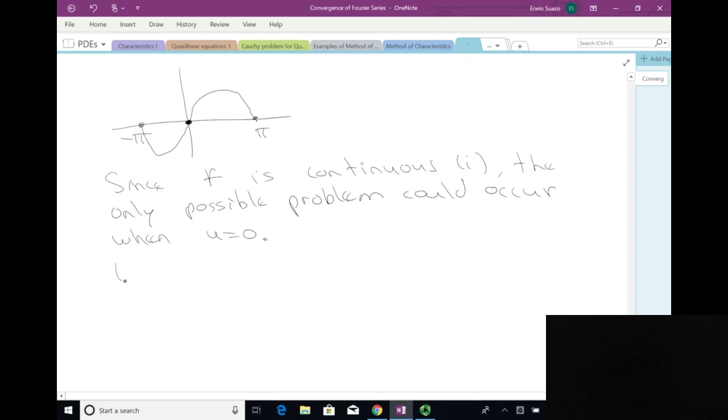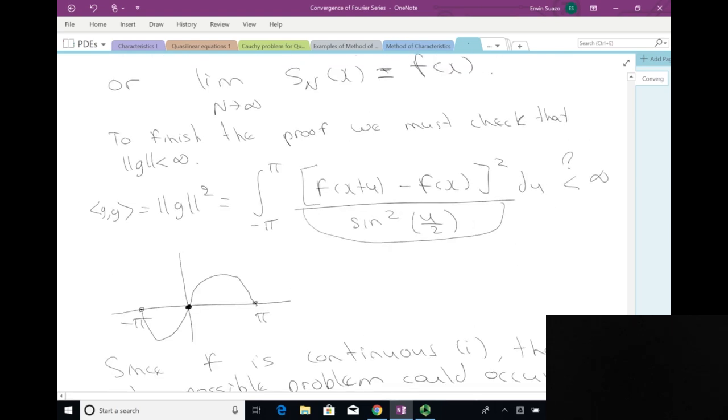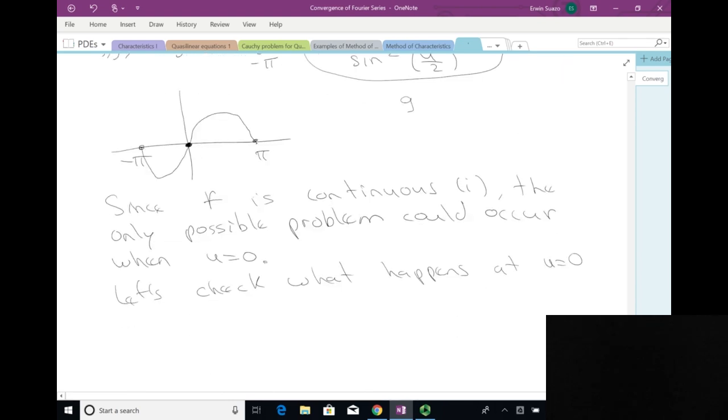So let's check what happens at 0, or at u equals 0. All I need to do is find the limit. So I need to find, this is g, right? This is g. So I need to make sure that g is continuous at 0. That's what I need to check.